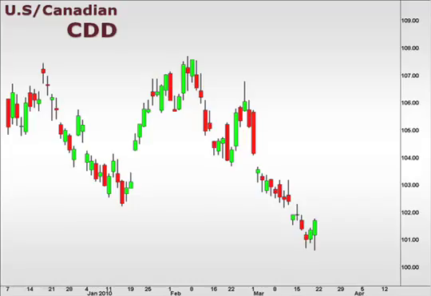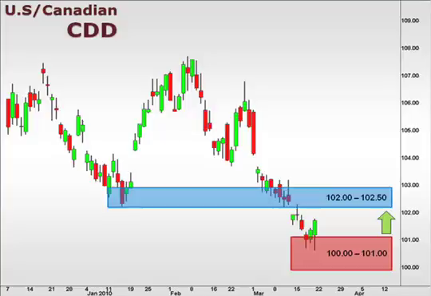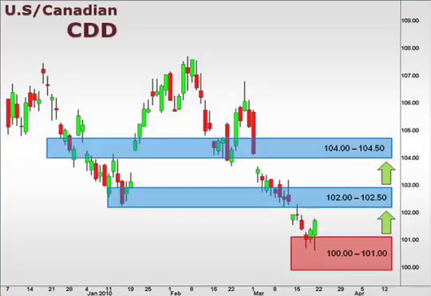The US dollar continued to lose ground against the Canadian dollar as the CDD tested as low as 100.60. We expect strong support within the 101 focal zone. However, until the pair value breaks back above 102, the US dollar remains weak against the Canadian dollar. Should we see a break above 102, the 104.5 focal zone would be a logical first target.